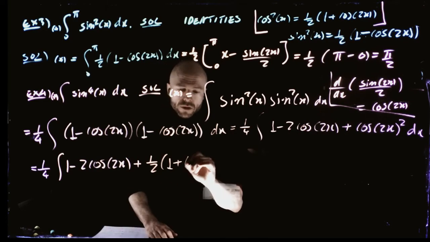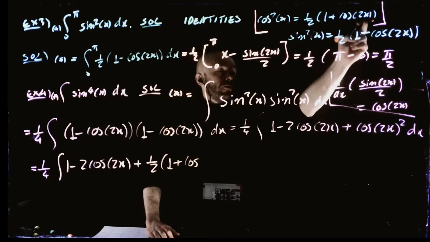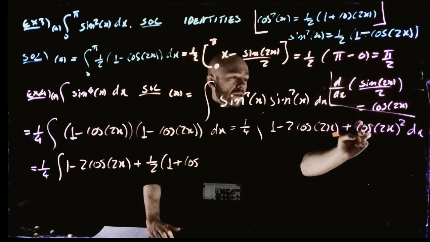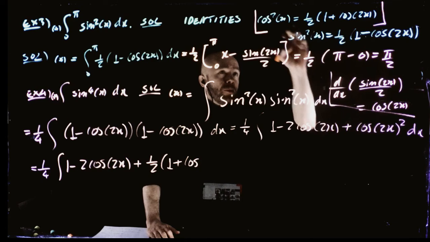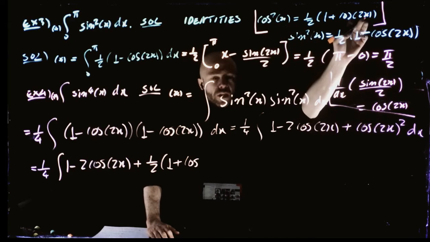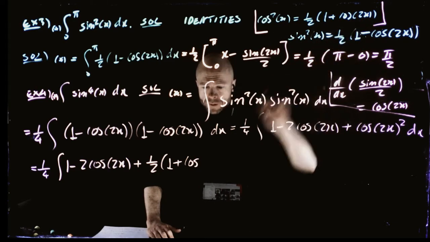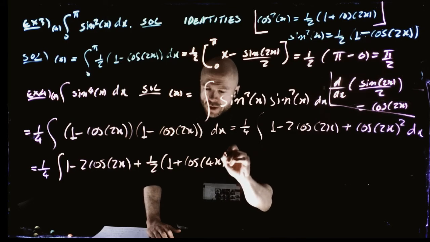1 plus cosine. And now it's going to be 4x, right? Because this is cosine 2x squared, but we're putting it into this. So the 2x now becomes 4x. Yeah? So we have 4x right here.